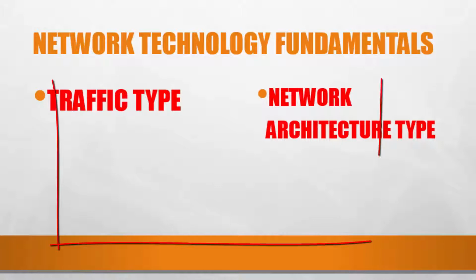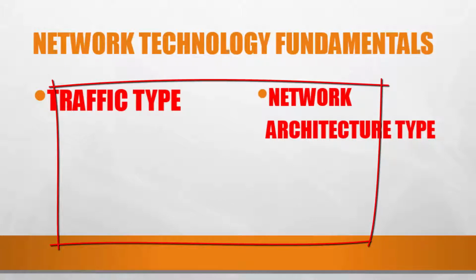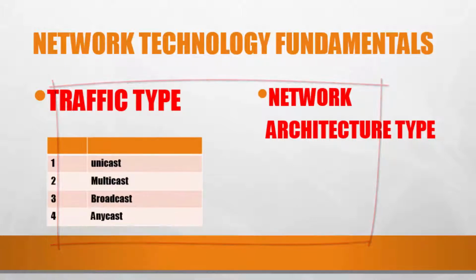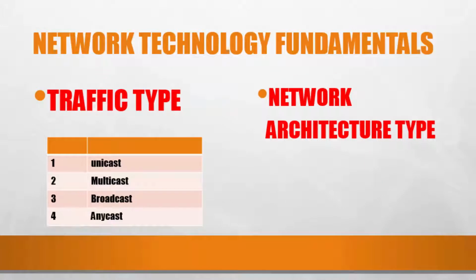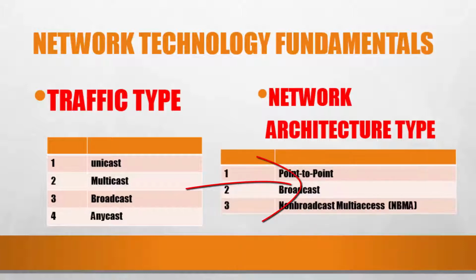The traffic types. What are the traffic types that you're going to find? We're going to find unicast, multicast, broadcast, and anycast. And on the network architecture type, we're going to find point-to-point, broadcast, and non-broadcast multi-access, NBMA.